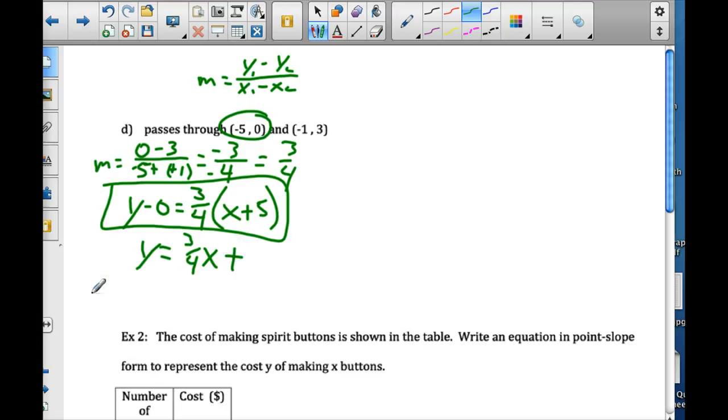What did you do in your head? It's pretty simple. 15/4. Or, Siobhan, if you use your calculator, what is it? 3 3/4. Okay? So you could have 15/4 or 3 3/4 for your b. Yeah, I did the other one, I got the same thing. Right, you always will. So, finding slope first, put it in point slope form, get it into slope intercept form.